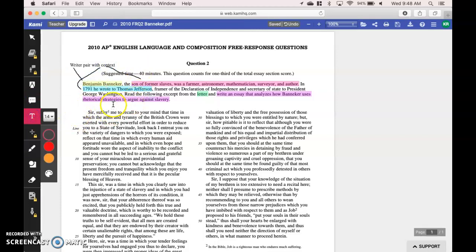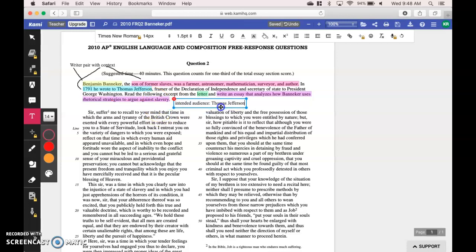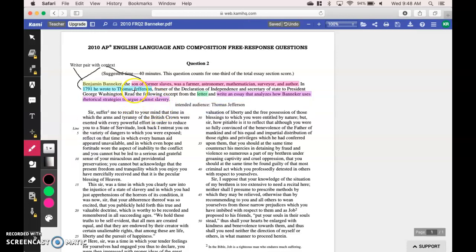We also know who our audience is, so his intended audience here is Thomas Jefferson. I know that because it's telling me that he's writing a letter to Thomas Jefferson. Even if you can't recall in your history classes who Thomas Jefferson is, look at that, they tell you. He was one of the framers of the Declaration of Independence and Secretary of State to our first President of the United States, George Washington. So pretty big deal that he's writing to. And we know the genre of the text is a letter.